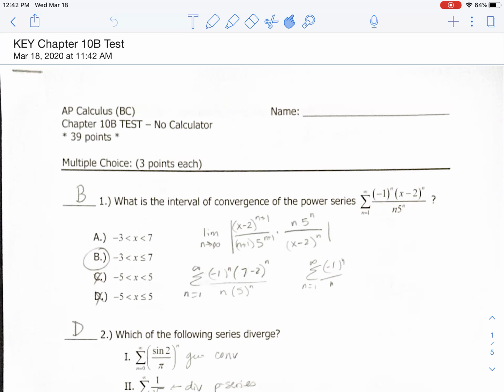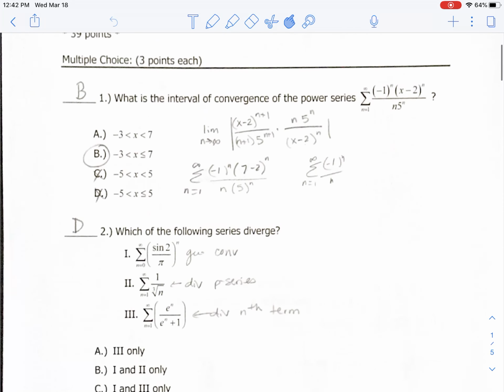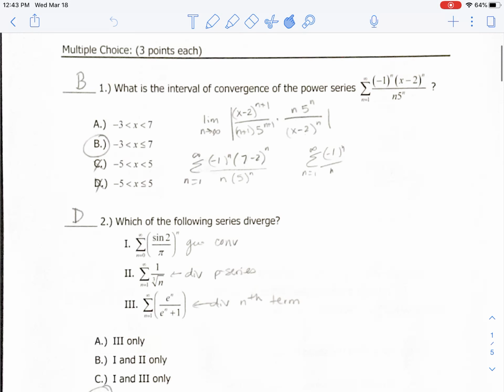So first page, first one, you would use the ratio test, but you know the center of the interval is at 2, so you can really knock out choice C and choice D. So then I just tested the one endpoint that's different to see whether that would converge or not. You get alternating harmonic, so it does converge.